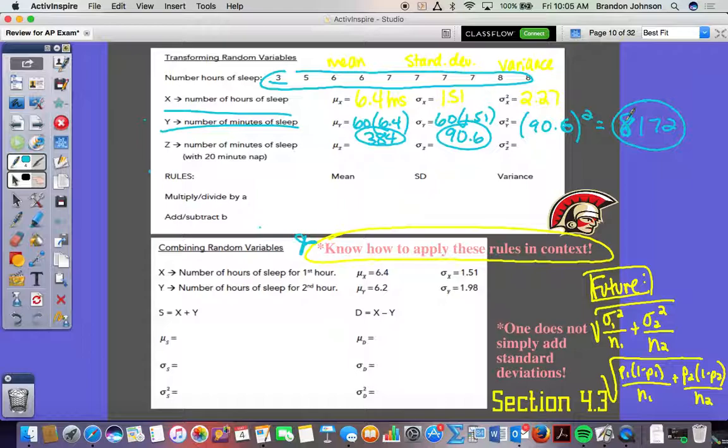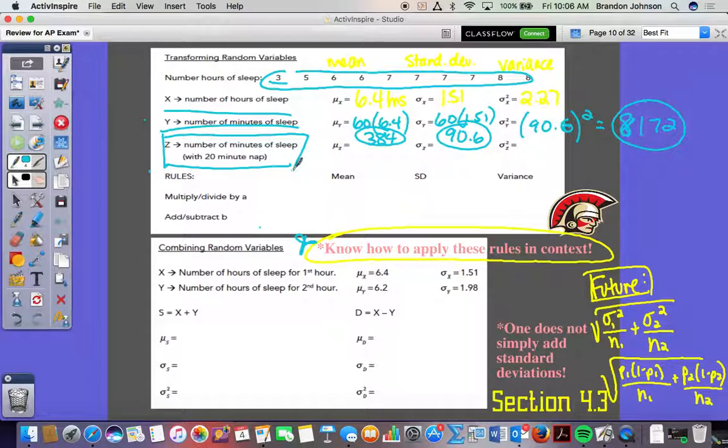Now we're going to change it around just a little bit, and go to adding and subtracting. We're going to see what happens if Coach Jay decides that during his AP stats class he's going to take a 20-minute nap every day. I thought about it, but I didn't go through it. That would be cool, but not now. We can't do it now.